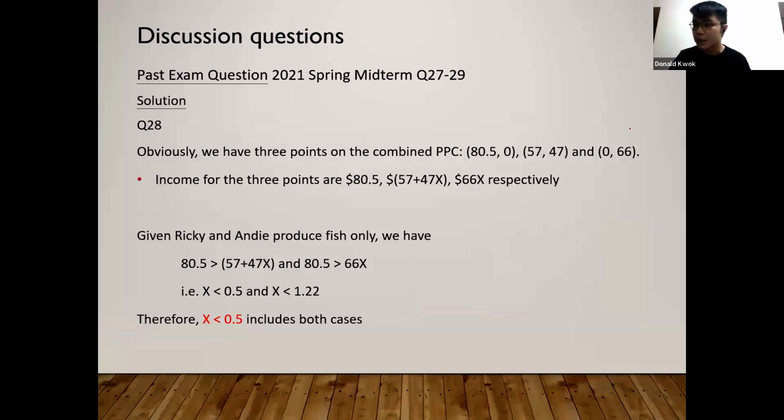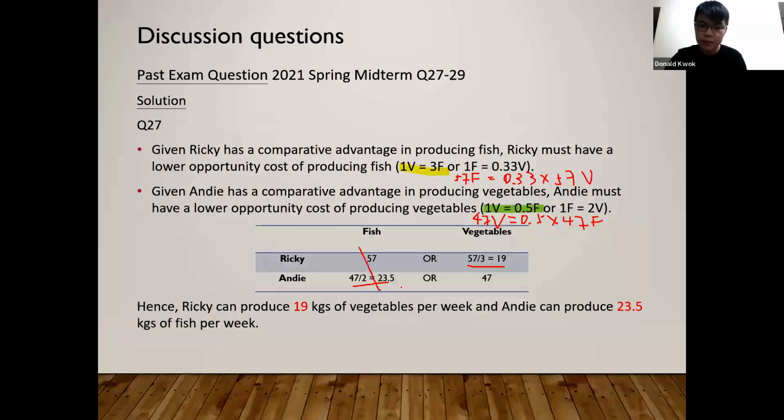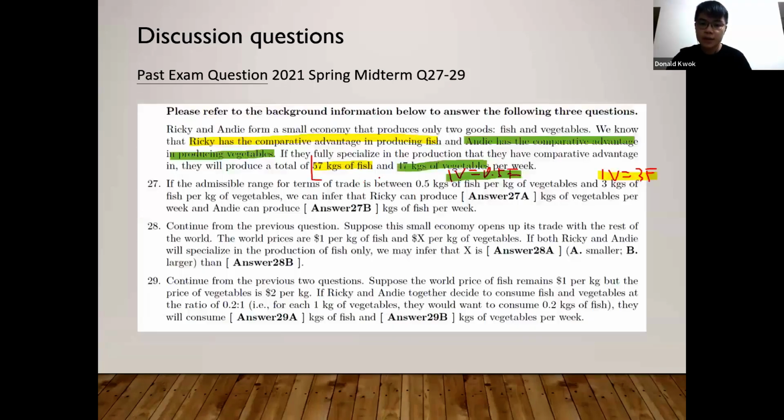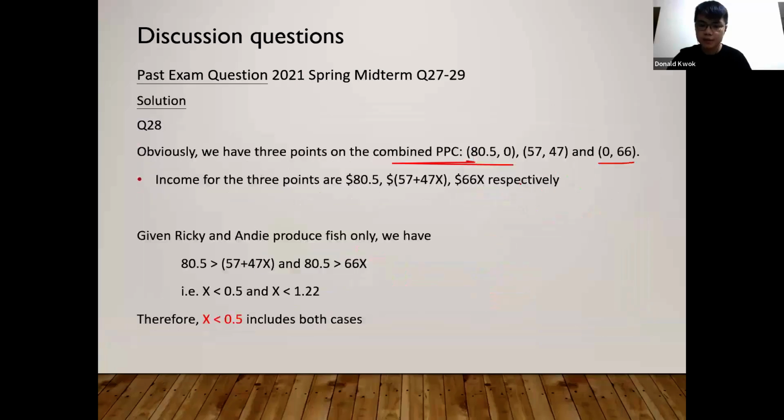So for the x-intercept, let's say we are plotting fish on the x-axis, while vegetables on the y-axis, the x-intercept simply means their fish production if they only produce fish, right? Which would be 57 plus 23.5 as the x-intercept, while for the y-intercept, it is 19 plus 47, the vegetable production if they only produce vegetables. Okay, while for the kink point, it is simple, 57, 47, the number directly given in the question. Okay, so we are going to check the income at these 3 points.